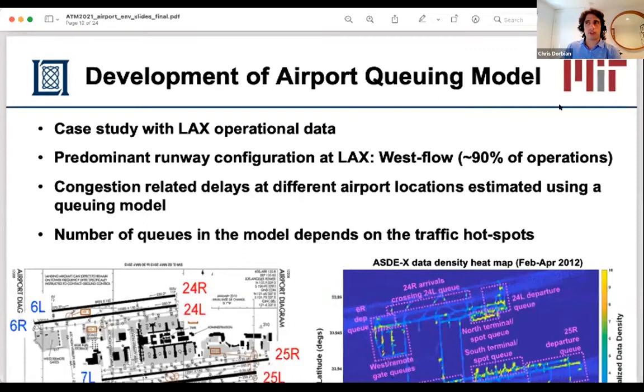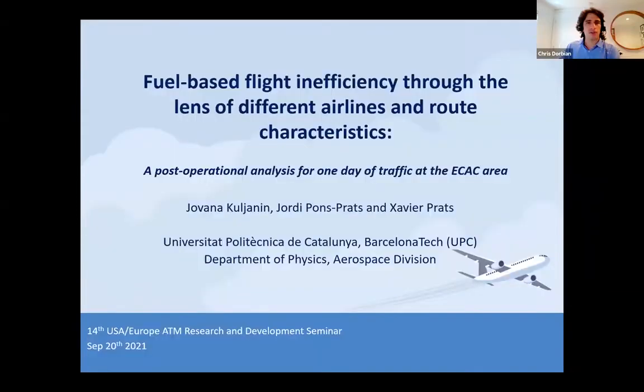We have Dr. Giovanna Kuljanin. Dr. Kuljanin is an assistant professor at the Polytechnic University of Catalonia and a researcher on several CESAR and Clean Sky projects at the Icarus Research Group at UPC. Her main research interests are airline planning and operations, airline competition, and air transport demand. And she has recently broadened her horizons by initiating research on flight efficiency. So Giovanna, the floor is yours.